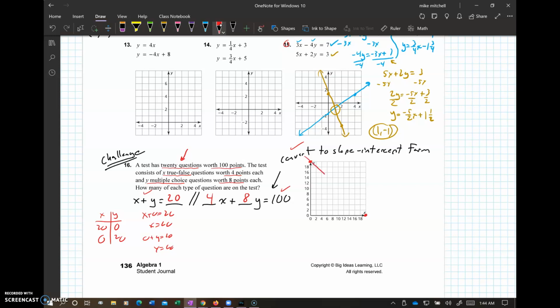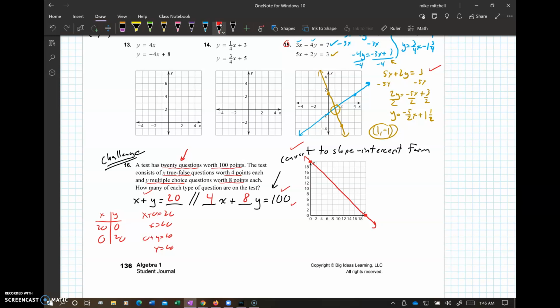Again, that's a pretty good line actually. Get it in there. This one you can do the same thing because 4 and 8 both go into 100. It'll work well. Or you can put it in slope-intercept form like we did here. I'm going to let you try to graph this one yourself. Okay? And get it on the graph.